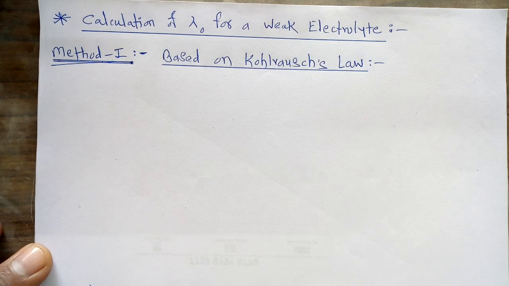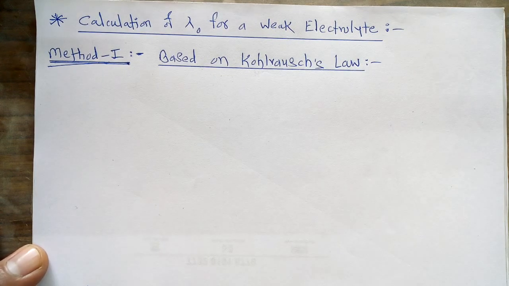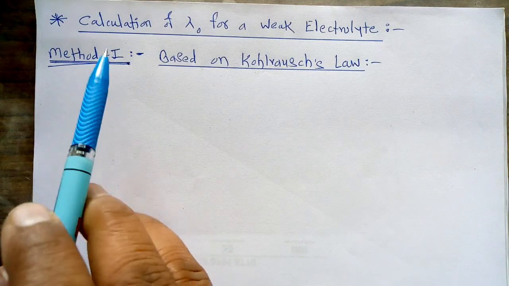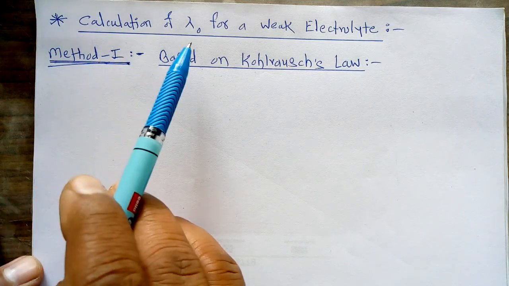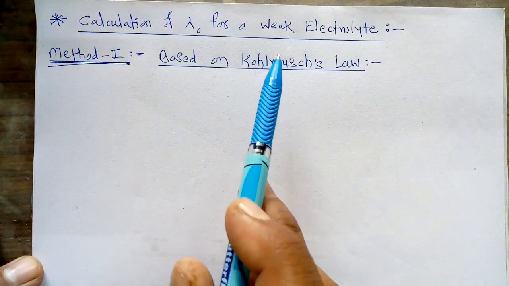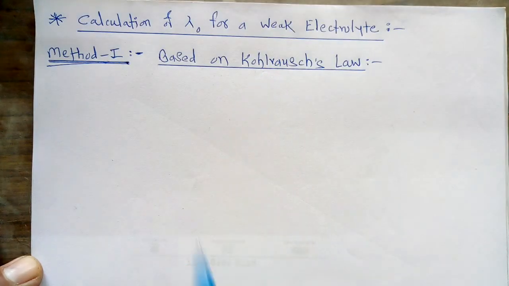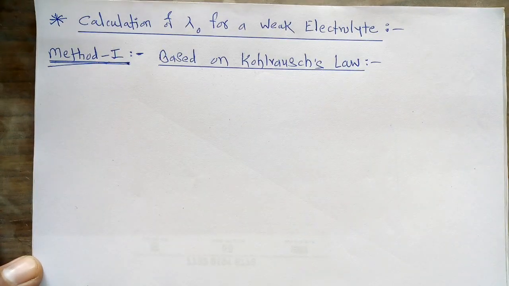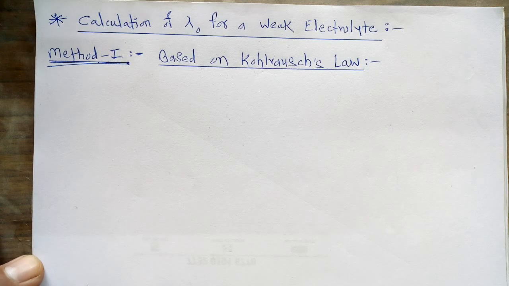Now, in the current lecture, we are going to study a new point from the chapter, that is the calculation of lambda 0 for a weak electrolyte. How to calculate this lambda 0, that is the equivalent conductance at infinite dilution for the weak electrolyte, that we have to study in this current lecture.